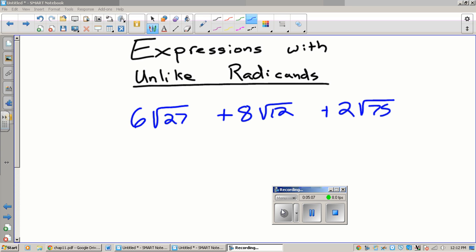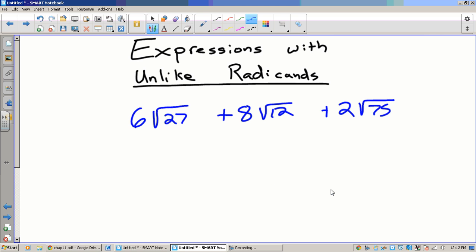Okay, I've moved on to the next page, and now we're going to be learning how to deal with expressions with unlike radicals. First off, as we did on the last problem, you can't just add across here. You can't just say 6 plus 8 plus 2 and then add 27 plus 12 plus 75. If we're multiplying, it's a whole different story, but adding we can't.